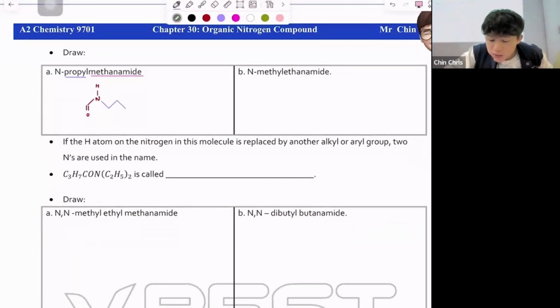So ethanamide is 2 carbon, right? 1, 2. Okay, and you have a methyl, right? Done.